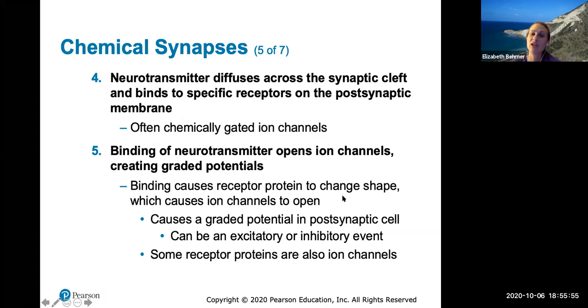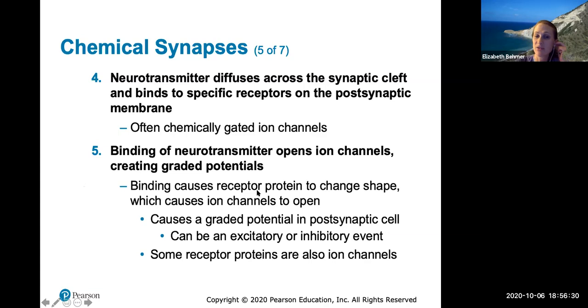So the neurotransmitter diffuses, it crosses over the synaptic cleft, and it binds to a specific receptor that's especially made just for that neurotransmitter. It's often a chemically gated ion channel, meaning that once it binds, a different ion will enter the postsynaptic cell. Binding of the neurotransmitter opens the ion channel, creating another graded potential. And you remember, a graded potential is like an action potential, but it only happens in usually one spot and it doesn't travel as far.